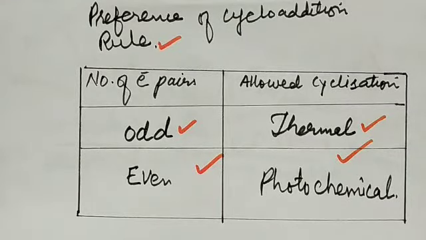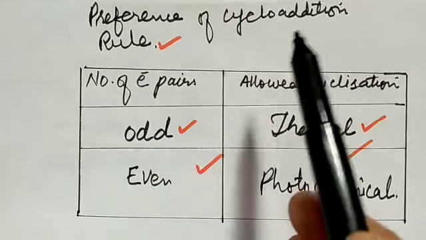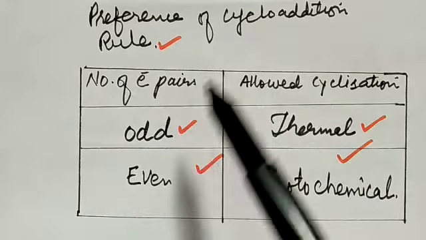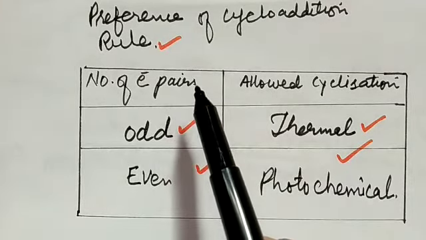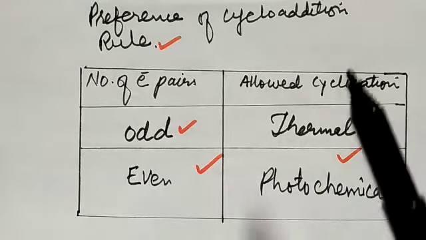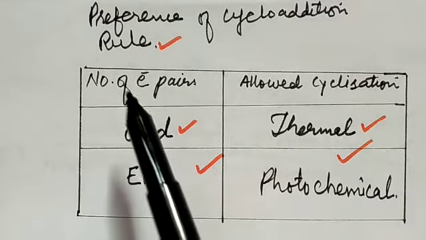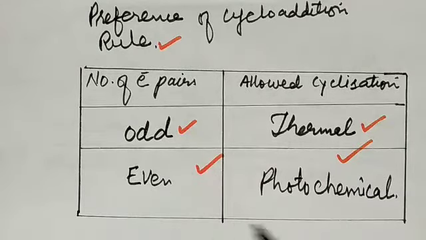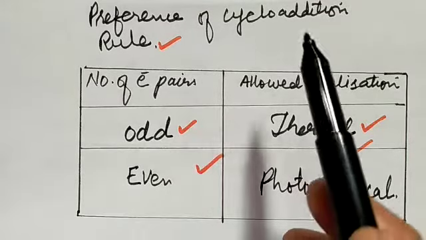Now, the preference of cycloaddition reactions. You can say that this is the rule for cycloaddition reactions. So what is the rule? If the number of electron pairs involved in the reaction is odd, then the allowed cyclization is thermal. If the number of electron pairs is even, then the allowed cyclization is photochemical, right? This is a very simple and very important rule for cycloaddition reactions.